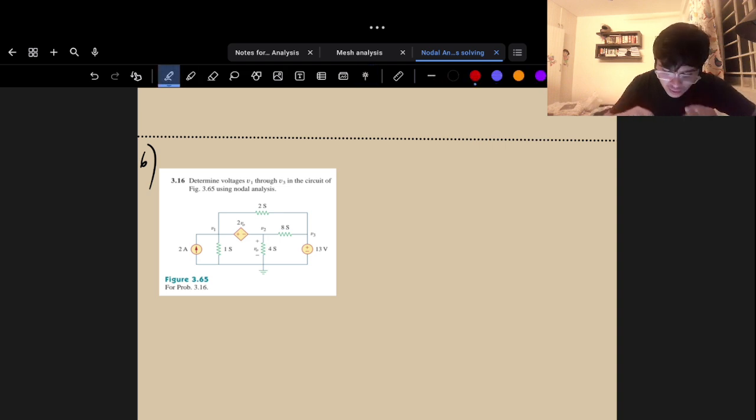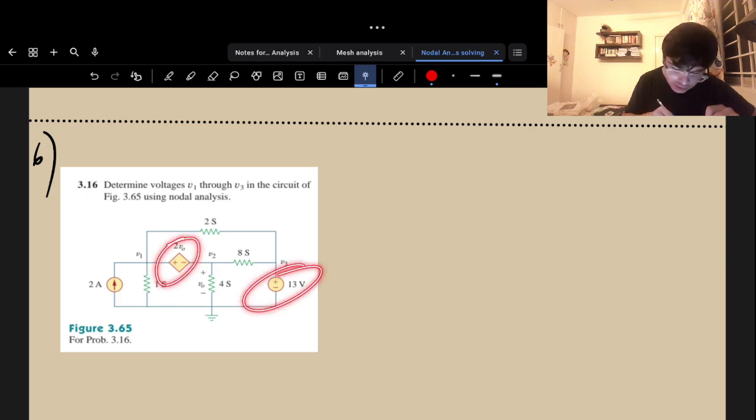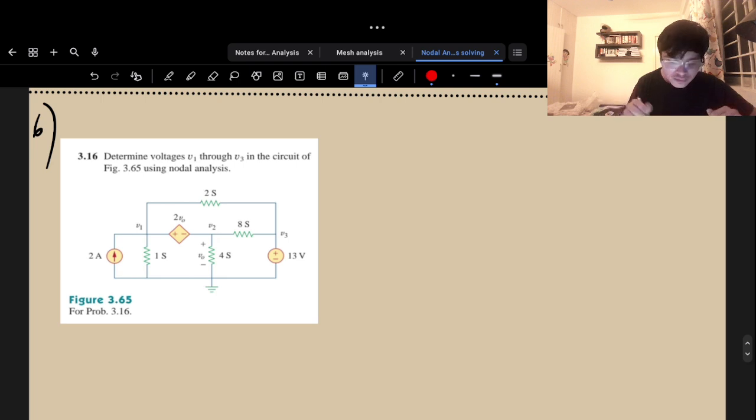All right. Now let's see this particular question. It is asking me to find V1 and V3 in this particular circuit. This is my V2. This is my 2 V naught. This is my 13 volts. This is my 2 amps. Everything is given.